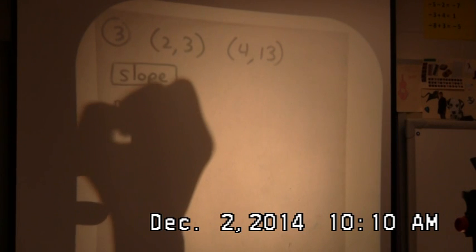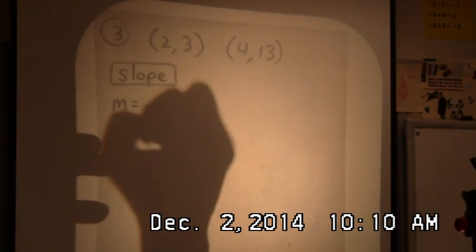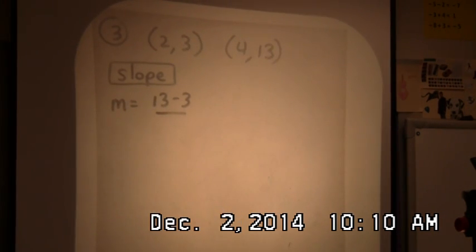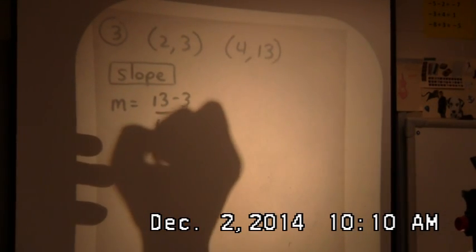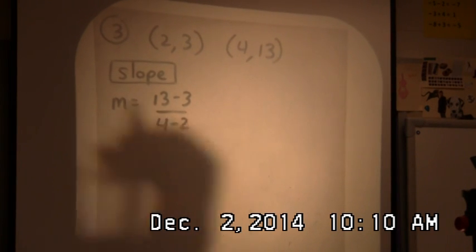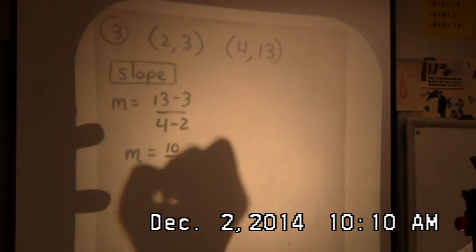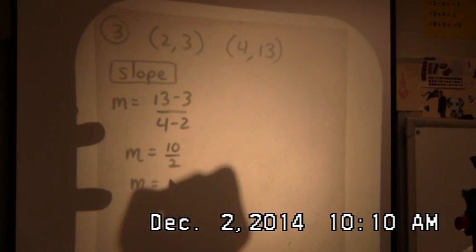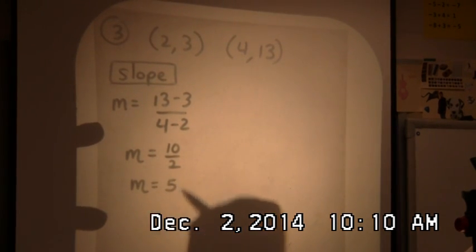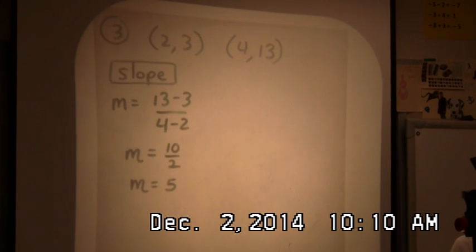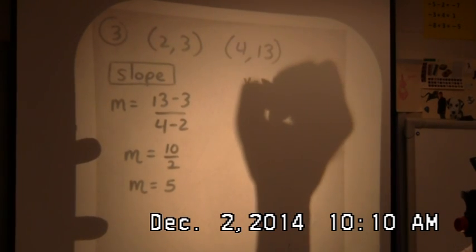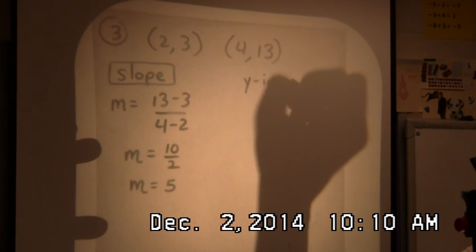Excellent. 13 minus 3 goes on the top. That is beautiful. What goes on the bottom, Nicole? 4 minus 2. Excellent. Celeste, what do you get when you simplify this? Bryce, what do you simplify 10 over 2? 5 over 1, or just plain old 5? All right, we figured out our m. Our m is 5. Now we have to figure out our y-intercept.